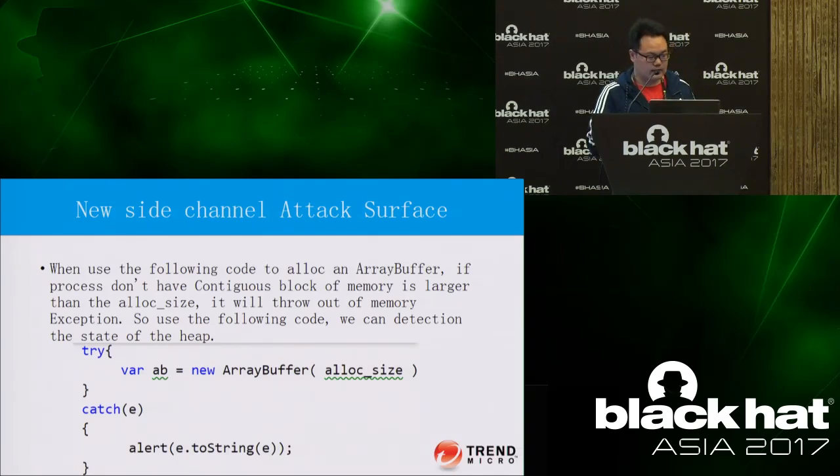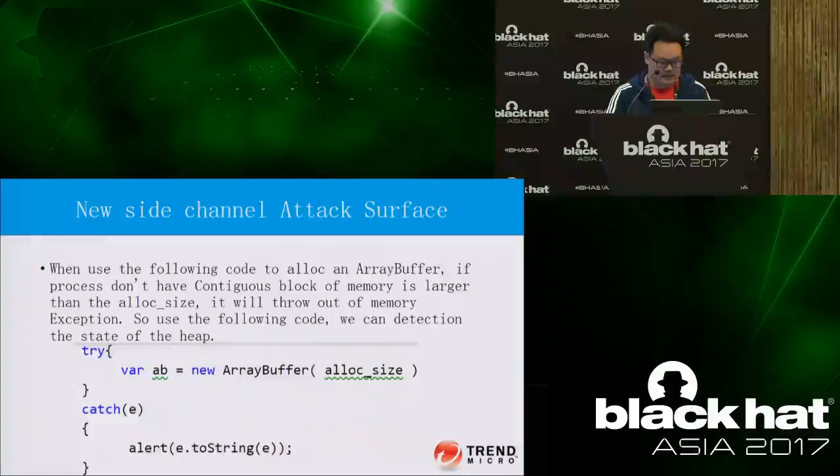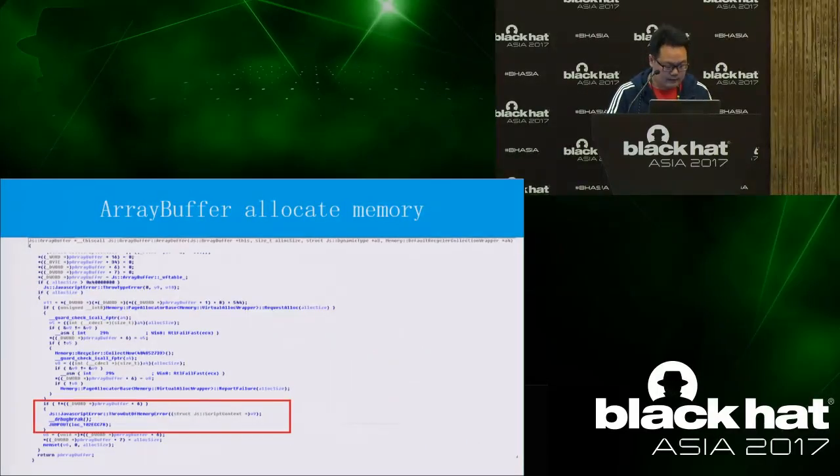Then, using this method, we can bypass ASLR. Okay, the new side channel attack. When we use the following code to allocate the ArrayBuffer, if the process doesn't have a continuous block of memory larger than the allocation size, it will throw an out of memory exception. So using the following code, we can detect the state of the heap. Before, we introduced that Microsoft has introduced an abandonment out of memory function. But why can this code throw an out of memory exception? We can see the ArrayBuffer's definition in code.